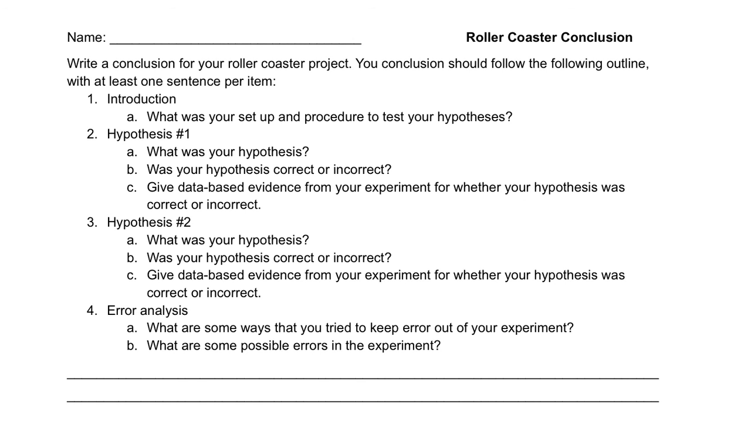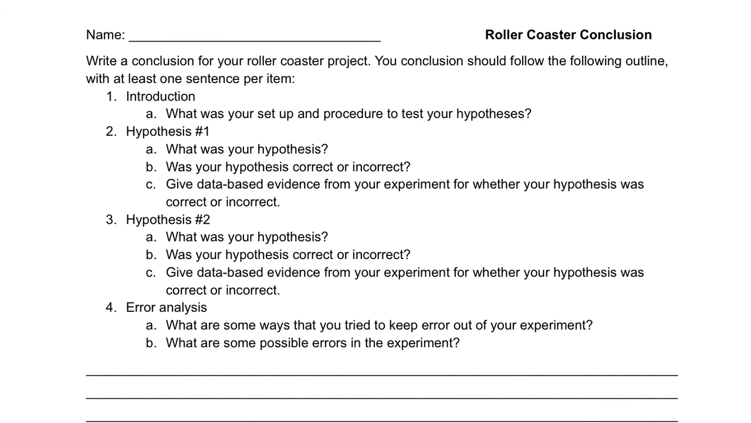And then the last one is error analysis. So talking about some ways that you tried to keep error out of the experiment and some ways that it could have gotten in. And you need at least 1 sentence per item here, not 4 sentences total. That's 9 sentences total, 1 for each little letter here. A, B, C, all those, they each have to have at least 1 sentence. If it takes you longer than that, go for it. If you need extra notebook paper, you're welcome to use that. That's totally up to you, but you need at least 1 per item here.